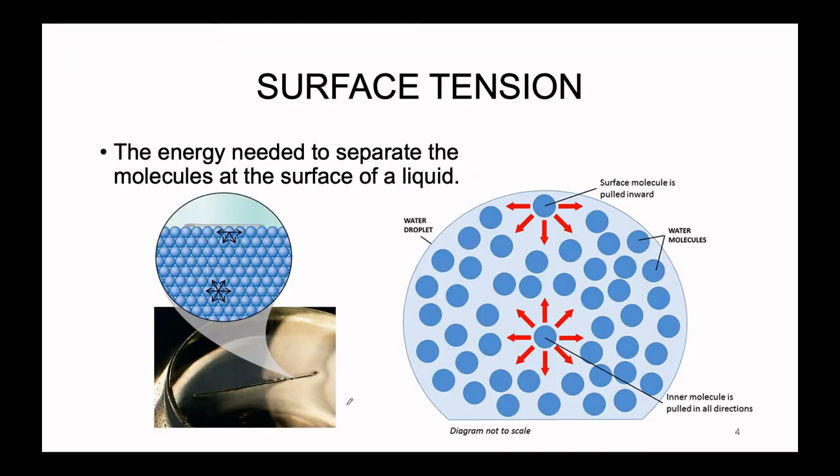The first of the properties that we're going to talk about that are unique to liquids, that gases do not have, is surface tension. By definition, surface tension is the energy needed to separate molecules at the surface of a liquid. It's how tensely these molecules are being held together.